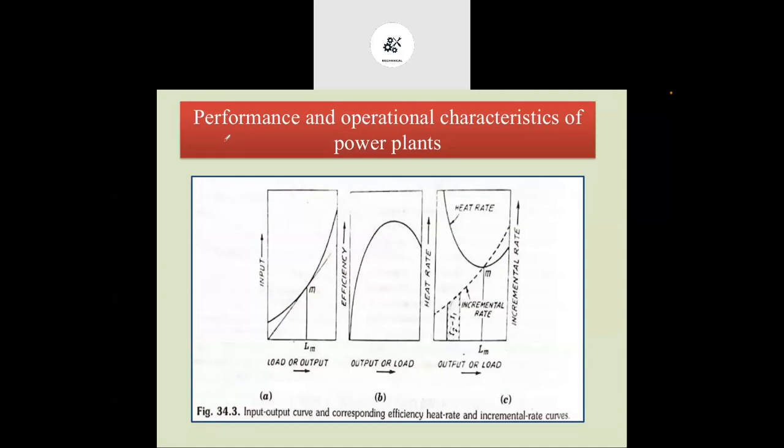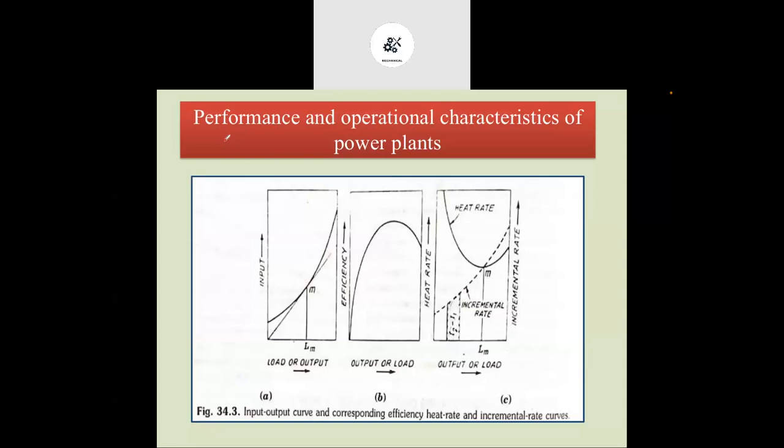Now, the next point is the performance and operational characteristics of the power plant. Whenever we select any type of power plant, the performance of the power plant is very important. What are the operational characteristics? The efficiency of the power plant, how that efficiency will vary with respect to the load, and how the input requirement varies with respect to the load.